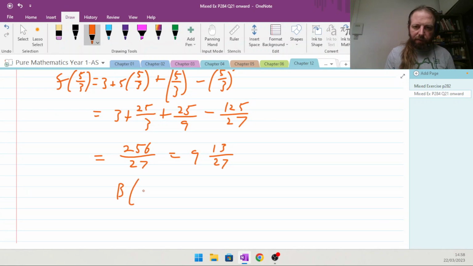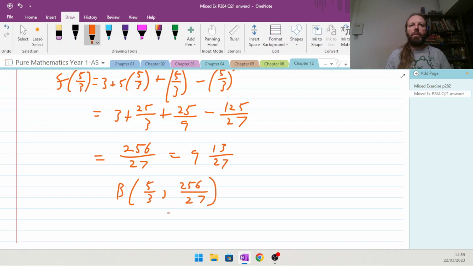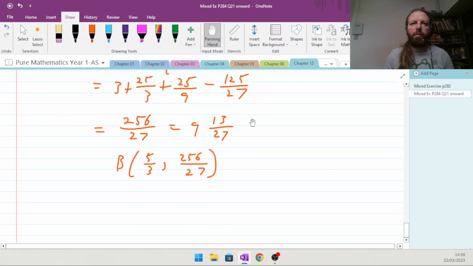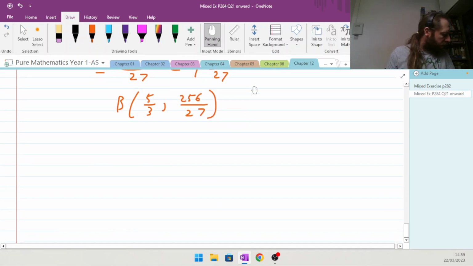So that puts point B as 5/3, and I'm going to leave it as the 256 over 27. Okay, so there's your point B, there's your point A, -1, 0.